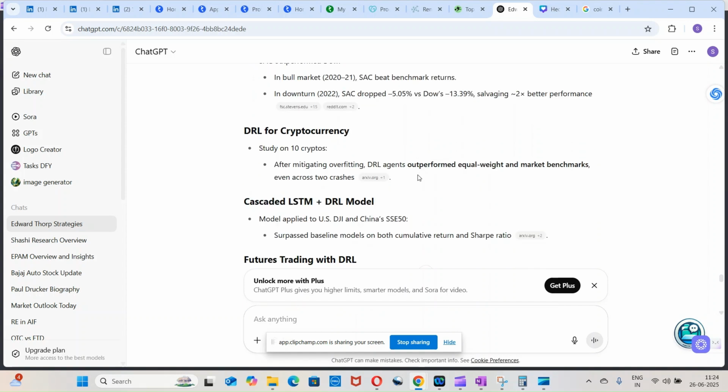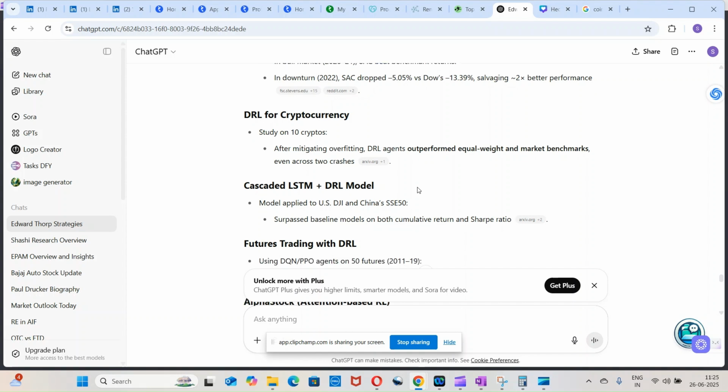DRL for cryptocurrency. DRL is another reinforcement learning AI model, a deep reinforcement learning model, for cryptocurrency. A study on 10 cryptos was done using the DRL model. After mitigating overfitting, DRL agents outperformed the equal weight and the market benchmarks. It beat market benchmarks, and even across two crashes it outperformed the market. So it's working in both the bull as well as the bear market. That's the beauty of it.